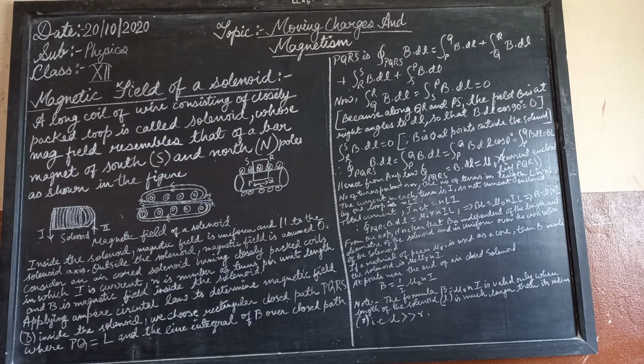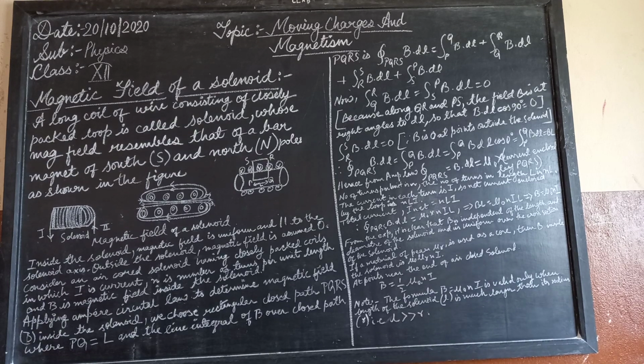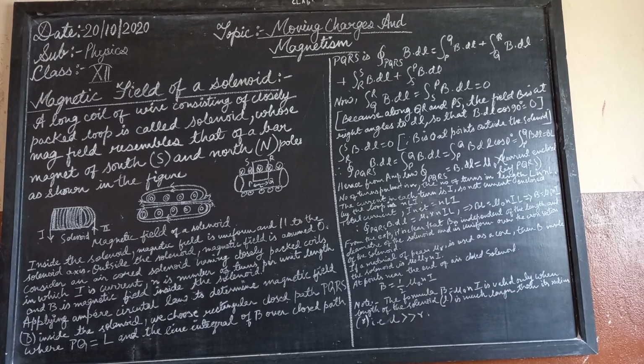Note that the formula B equals mu 0 nI is valid only when the length of the solenoid L is much larger in comparison to the radius R, that is L is much greater than R.